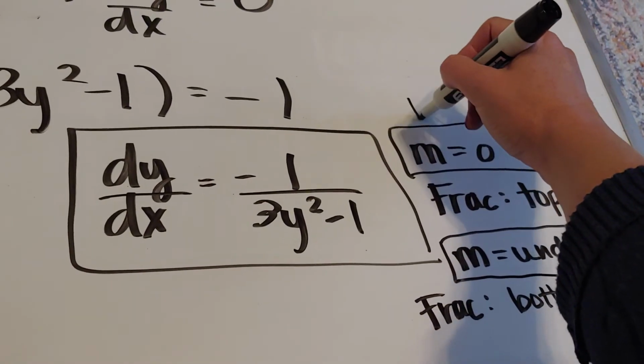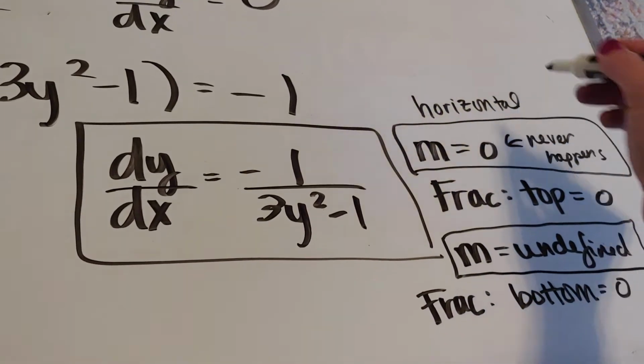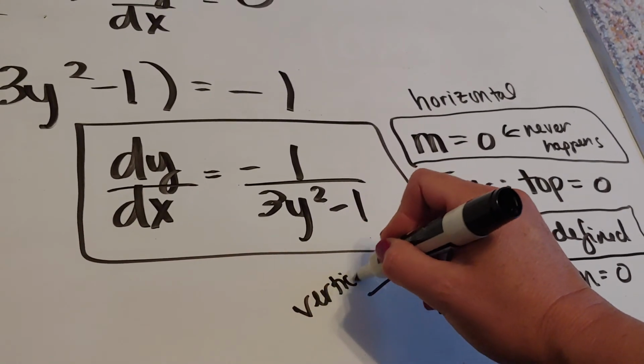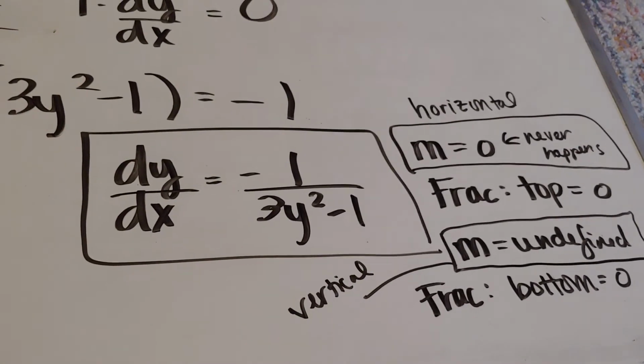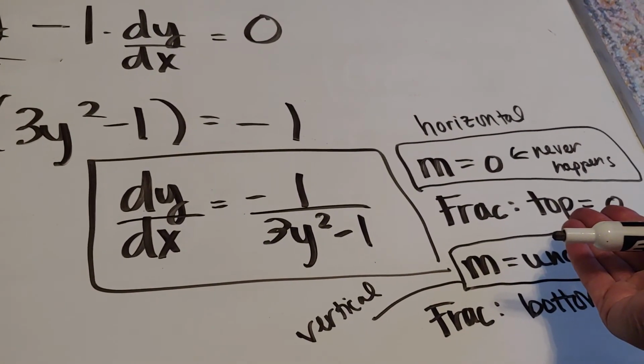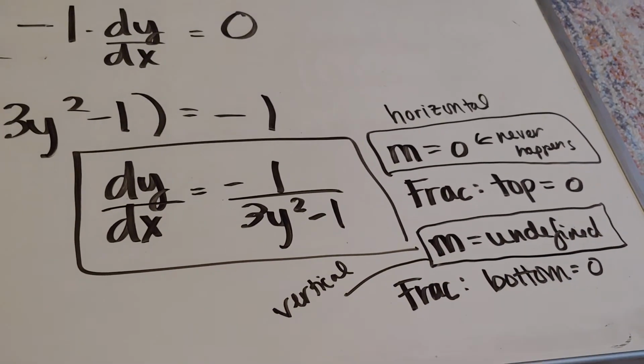Okay, so this is horizontal and this is vertical. And oftentimes your equations will involve fractions. So in order to get a horizontal tangent line, the top has to equal 0 in your fraction, and to get an undefined slope, which is a vertical tangent, the bottom has to equal 0 in your fraction.